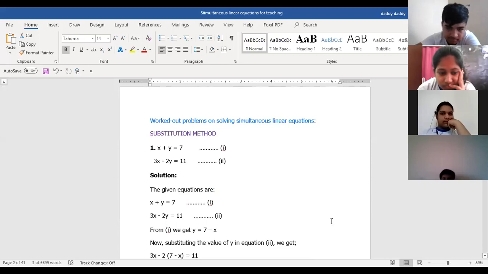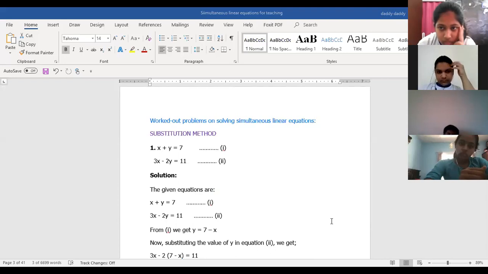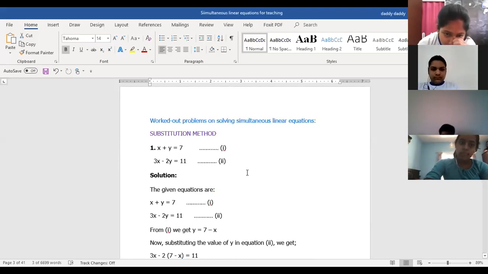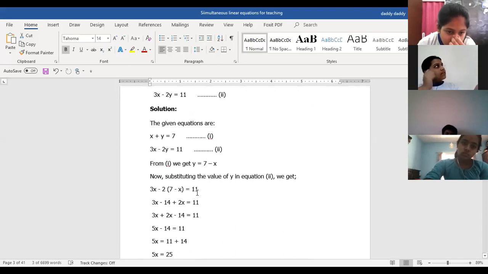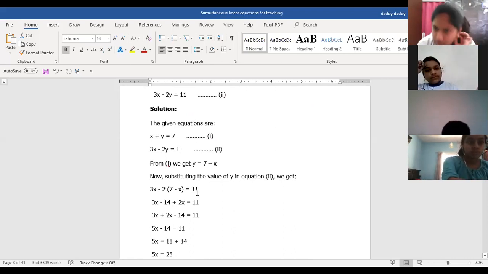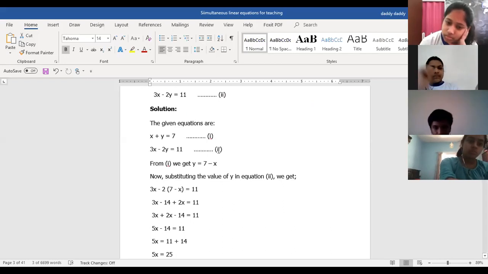So here I'm going to take one example and that will make it clear. Substitution method, this is the first method. Now my question is x plus y is equal to 7, equation number 1. So the moment you get the equations, please number them as 1 and 2. The second equation is 3x minus 2y is equal to 11. In my solution that you can see on your screen, the given equations are written as they are, and in the first step I have only numbered them as first and second.